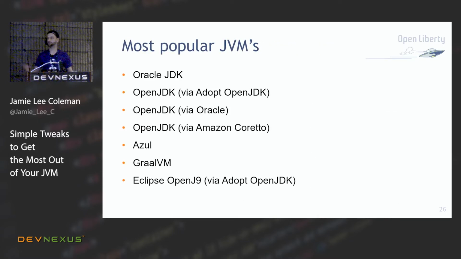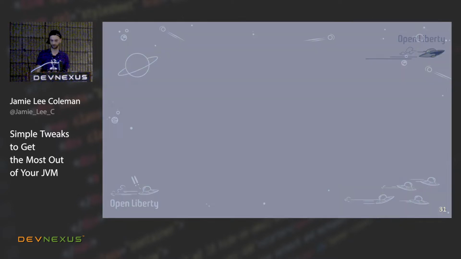So these are some of the most popular JVMs. I presume some of you have used some of these. Oracle, you've got the one from Amazon. There's also one from Microsoft these days. I think they're based on the OpenJDK JVM. Azure's got its own one as well, Graal, and of course there's Eclipse's OpenJ9, which is now, I think, called Semeru Runtimes.